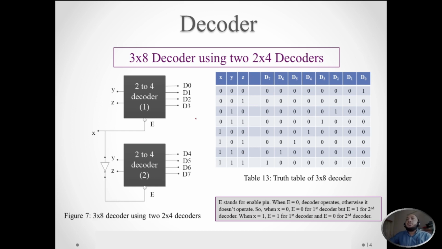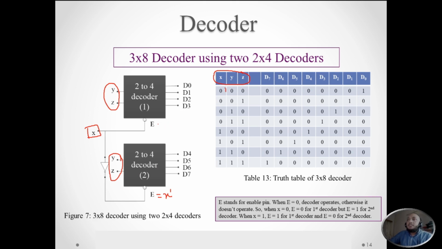For a 3:8 decoder we need 3 input lines. That means we need 3 inputs. Here these are X, Y and Z. We have used Y and Z as the direct inputs of the two 2:4 decoders, and we have used X as the enable pin of the first decoder, and X prime as the enable pin of the second decoder, because we have connected an inverter between X and E. We have said earlier that whenever E is 0, the decoder will operate. This is true for both decoders.